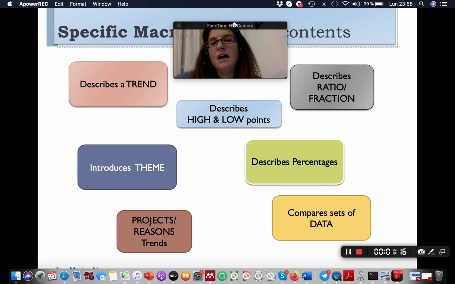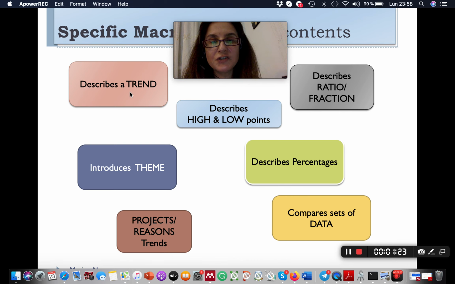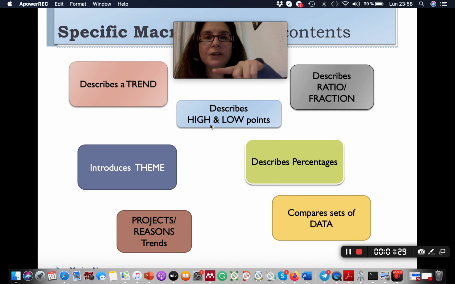The contents, especially in the reme, could be very, very different. We can describe the trend, the general trend of the results. We can describe high or low points. This is a typical thing, right? Where we talk, for example, in a line paragraph, of a peak, or when the line plummets down to a very low position. We can describe ratios and fractions, numbers, in a way. We can describe percentages. We can compare sets of data.